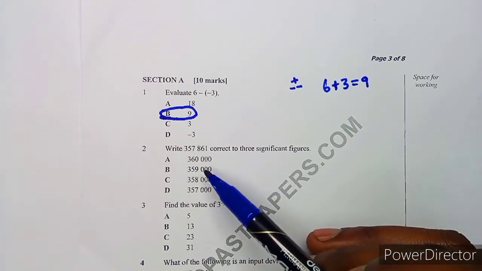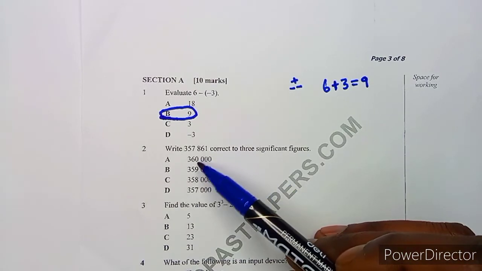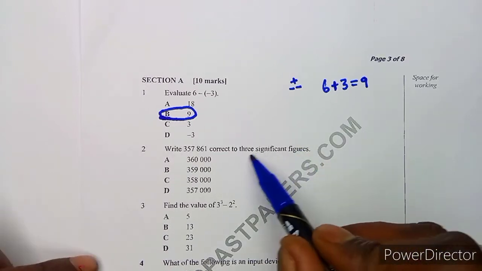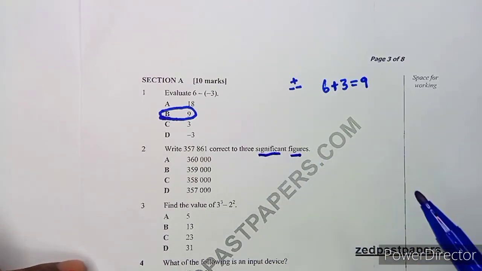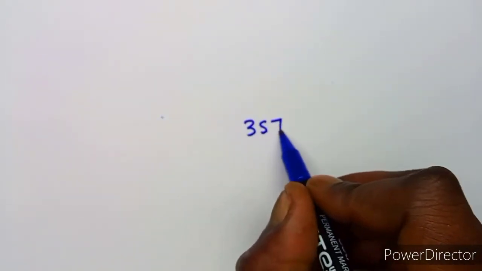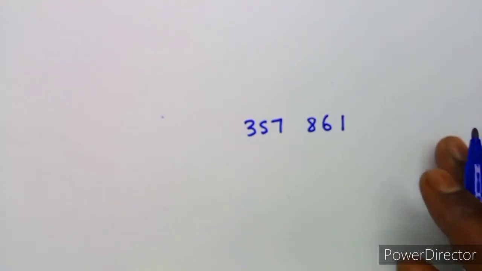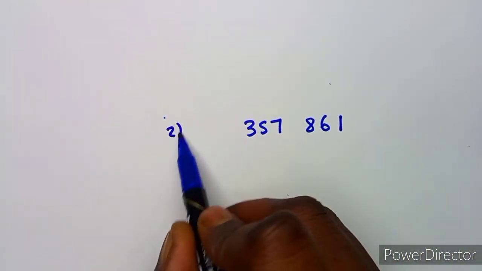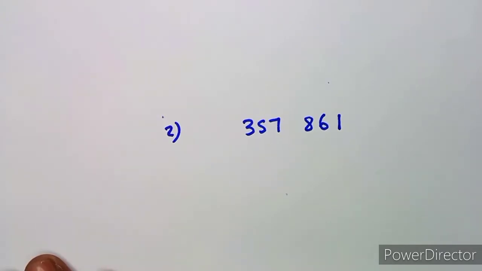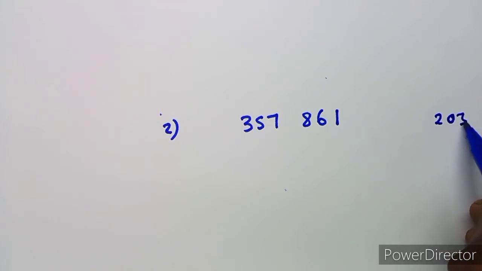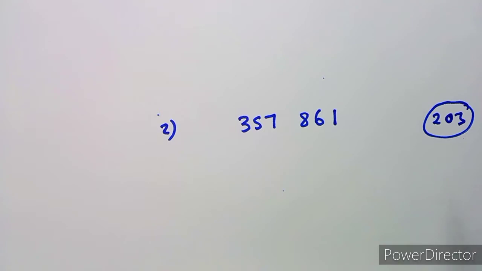Next, write the number that you're given here, 357,861, correct to 3 significant figures. First, what do we refer to as significant figures? You are now referring to whole numbers. Zero is only a significant figure if it is between whole numbers. That is where 0 becomes a significant digit.